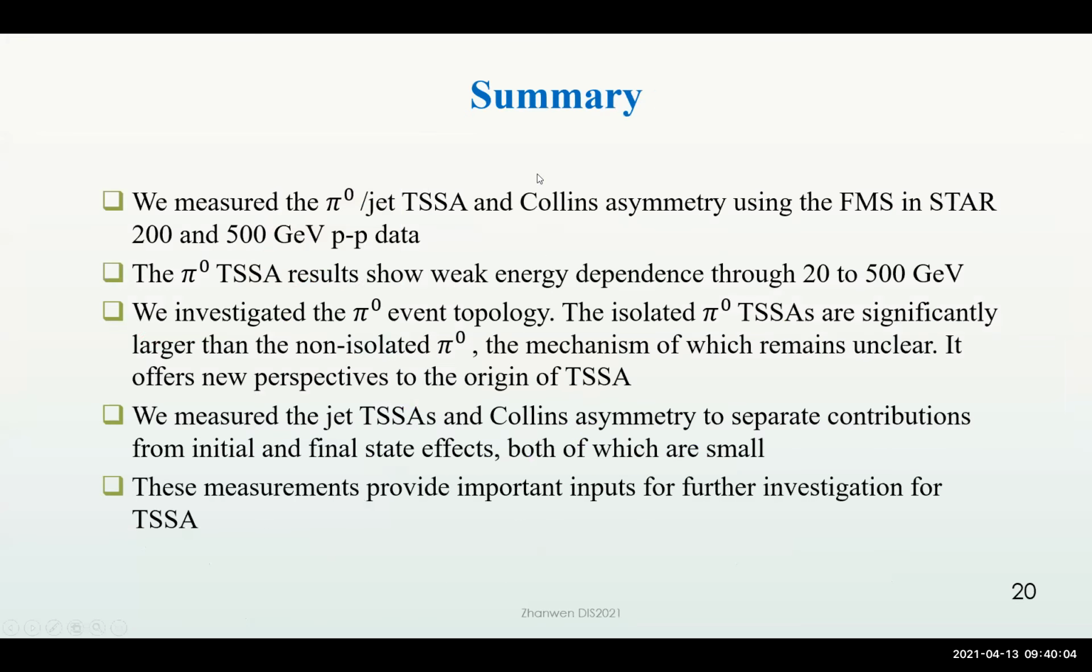So in the end, I'm not going to read this summary. We did a full scale measurement of the AN phenomenon of pions and jets and the Collins asymmetry, just to understand better the origin of the AN. Yeah, so I finished. Thank you.